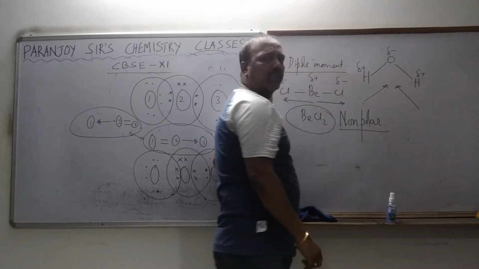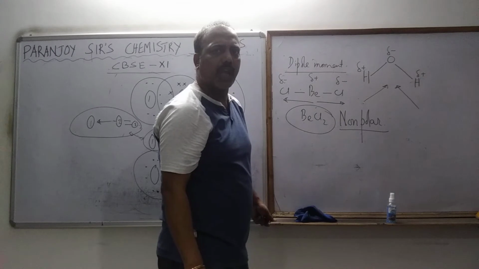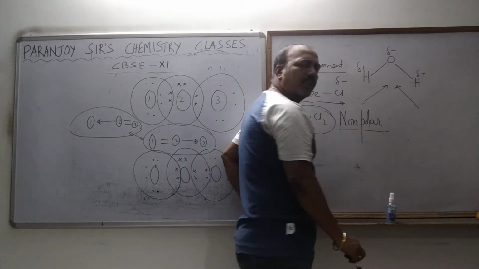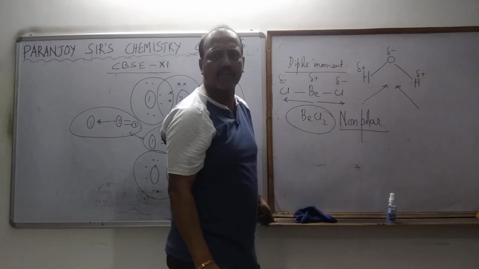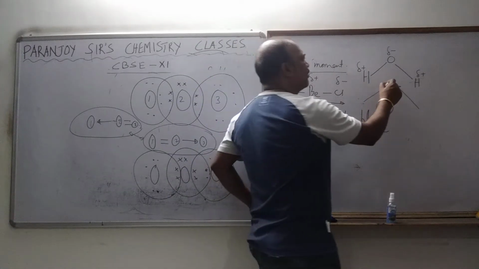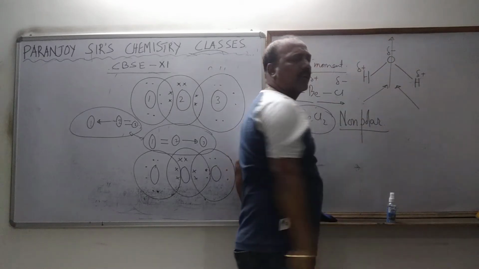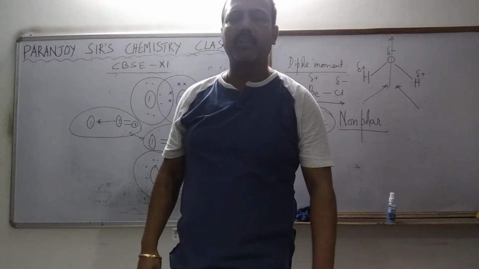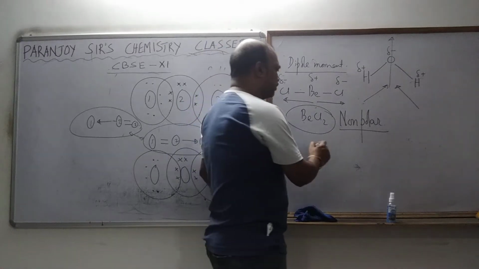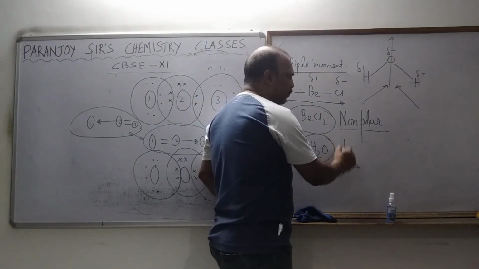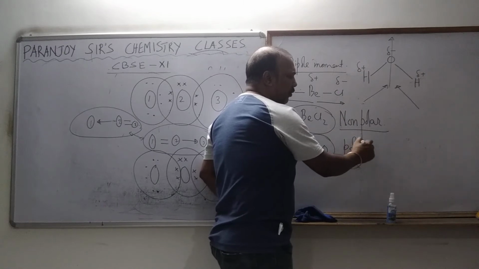Yes? Yes or not? So if these two dipole moments are generated, according to the law of parallelogram, you know this, na? You know these vector laws. The resultant dipole moment will be like this. There will be a resultant dipole moment in this direction. So what I want to say is, is the water molecule polar or non-polar? It is a polar molecule.